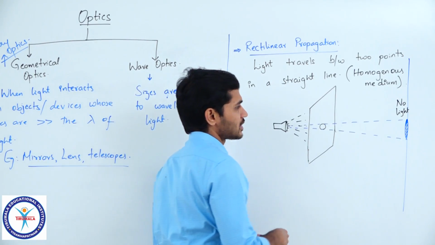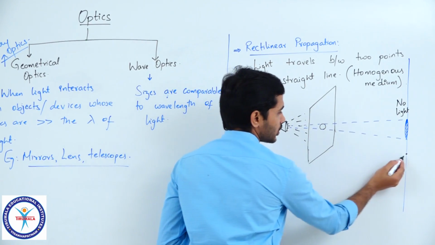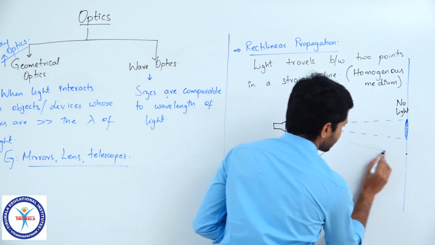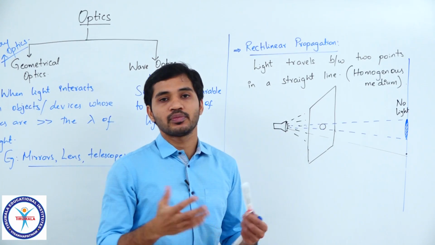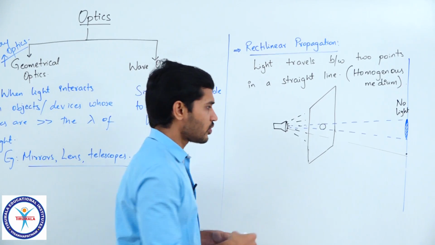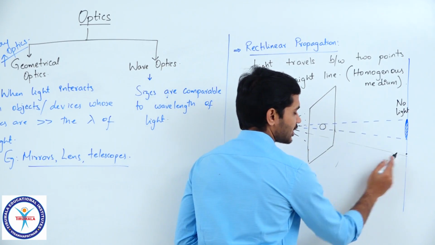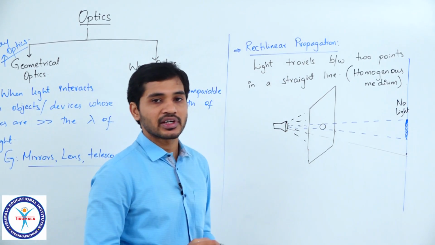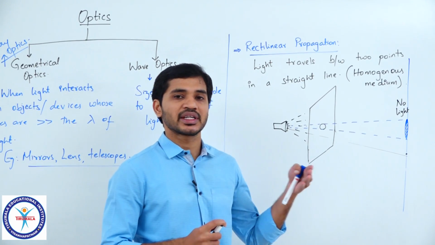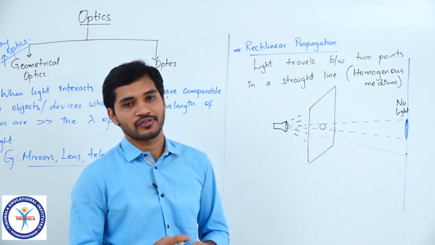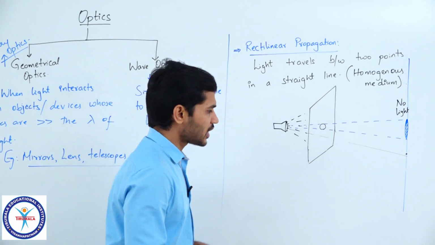Now, you can easily understand the reason why light is not reaching this point: when light tries to travel from here to here in a straight line like this, the opaque object in between is basically blocking the passage of light. So, there is no way the light can travel around this opaque object and reach this point. That is the reason why we have a dark region which is formed over here. So, this is a very simple example to understand the rectilinear propagation of light. Rectilinear means straight line, basically rectilinear motion. So, that is the idea.